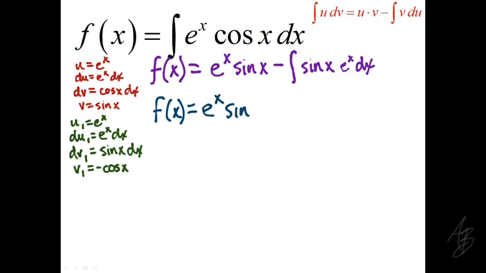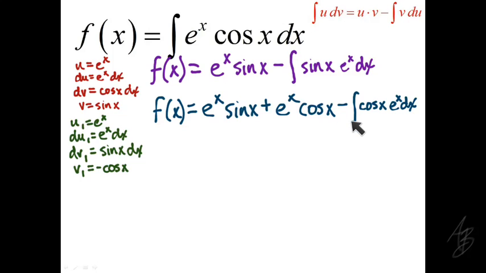So we get f of x equals e to the x sine of x, which we had before, plus e to the x cosine of x minus the integral of cosine of x e to the x dx. Now, notice what happened with the signs there. We had a minus, but then we're multiplying by negative cosine of x, so that's going to be a positive, and that turns into a negative there.